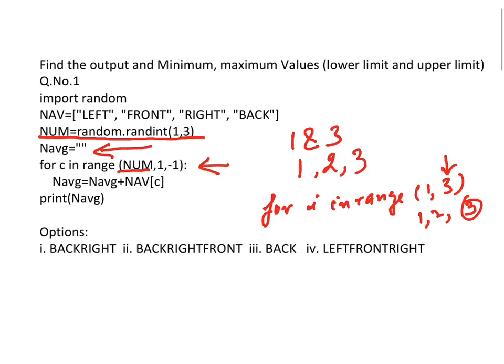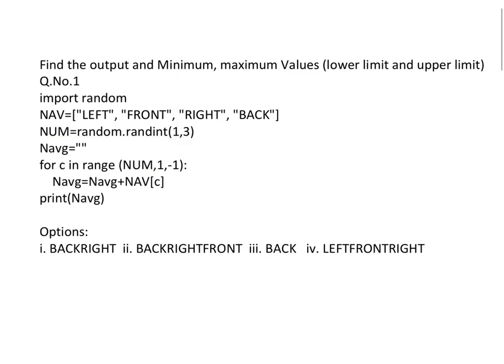Now in this case, what will you take as the value of num? Remember, when you are taking the value for any loop, and it is a random number, you have to take the maximum value. From this statement, you will get num equal to the maximum value, which will be 3. I think it should be clear what we will take here: num equal to 3. So now this loop will become for C in range(3, 1, -1).